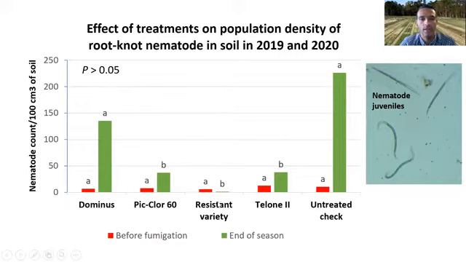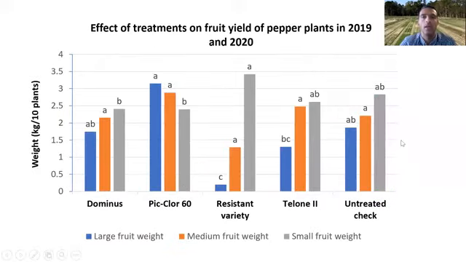I'd like to mention that if you are dealing with root knot nematode in your field, Telone 2 can be a good nematicide to use. However, if you are dealing with some other soil-borne pathogen, for example, a fungal pathogen, you might consider using Pic-Clor 60. Here's the data for fruit yield of pepper.